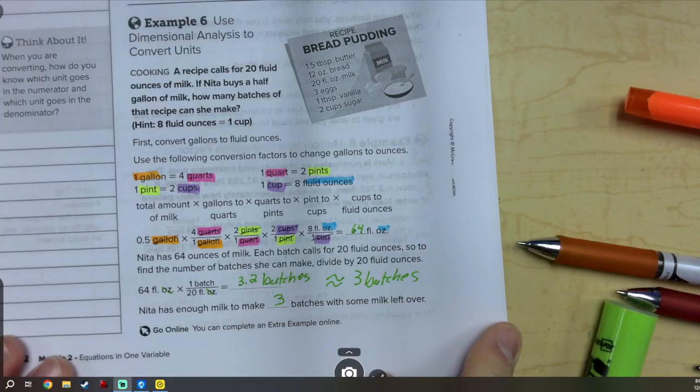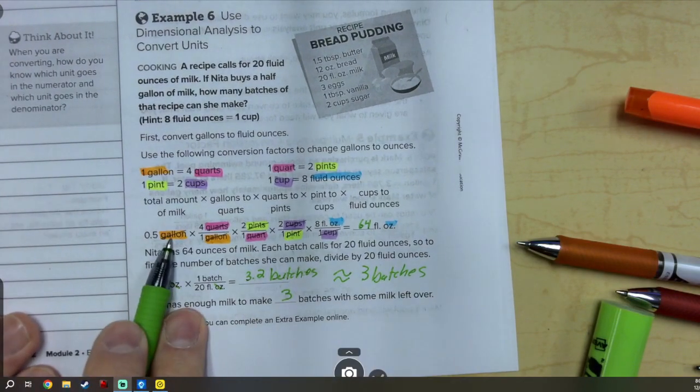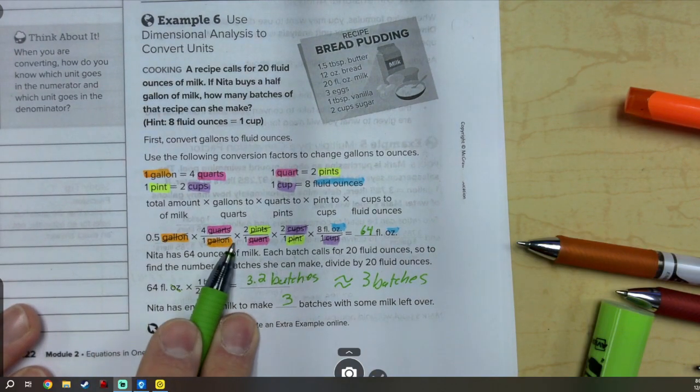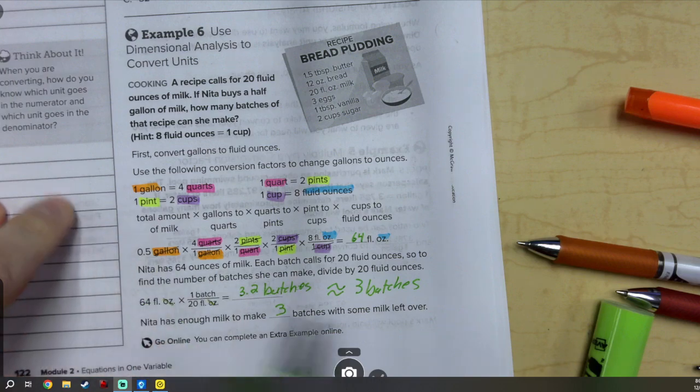When you're converting, how do you know which units go in the numerator and which go in the denominator? Again, if you start with gallons, the first one you want to set up is to get rid of the gallons. So if your first number has gallons in a numerator, the next one needs gallons in a denominator.